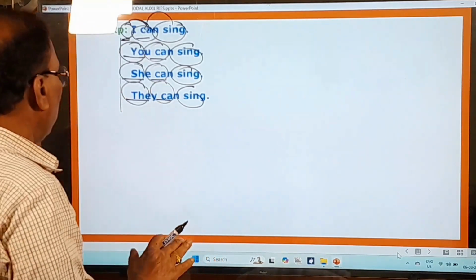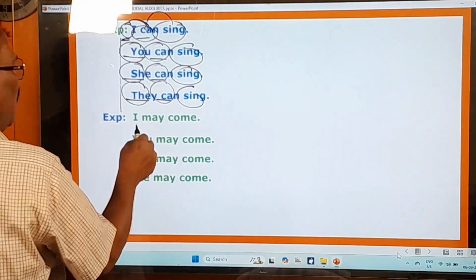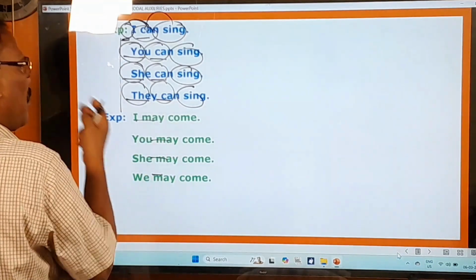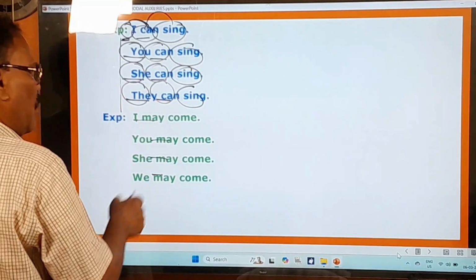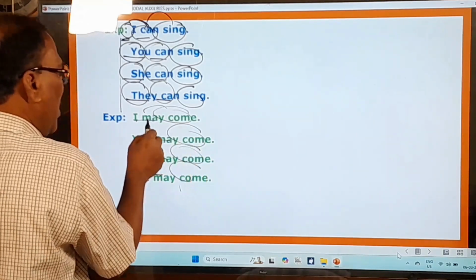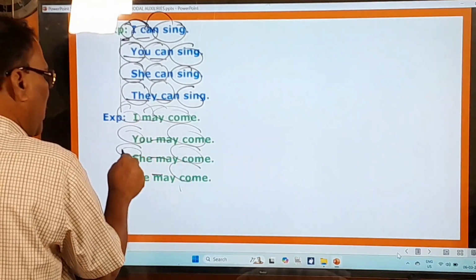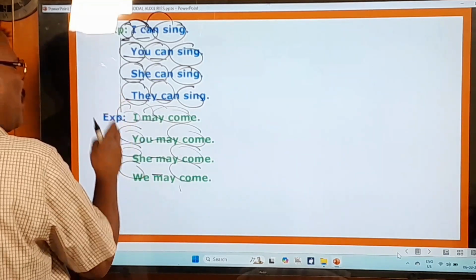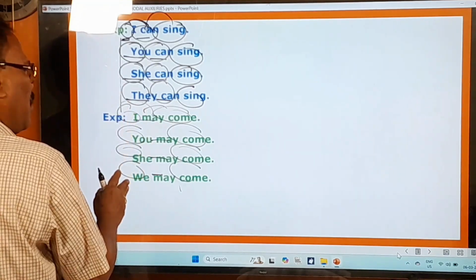And one more important example I would like to give you. In this example, I am using may. May is another important modal auxiliary. Beside this, you see may, come, these are all base form verbs, and before that I, you, she, we. First person singular, plural, all kinds of subjects and all kinds of persons are used here.